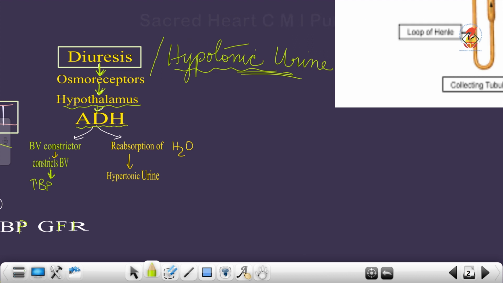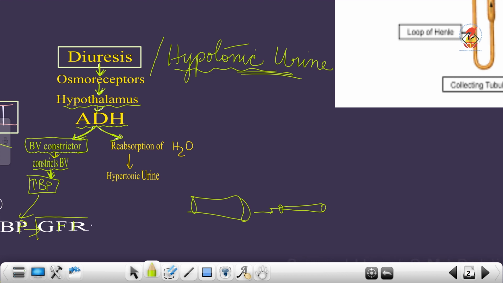And again, like angiotensin II, the antidiuretic hormone has a two-fold effect. One, like angiotensin II, it is a blood vessel constrictor. As I told you, the blood vessel constricts and therefore shrinks, and when the blood vessel shrinks, what happens to the BP? The BP increases, which means the glomerular blood pressure increases, which means the glomerular filtration rate is enhanced.